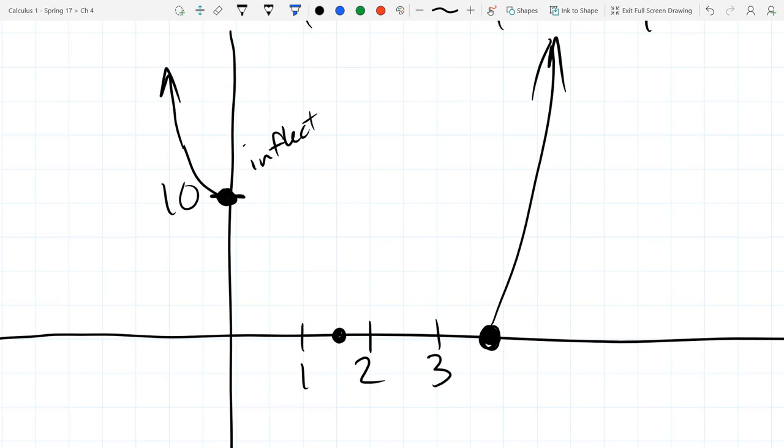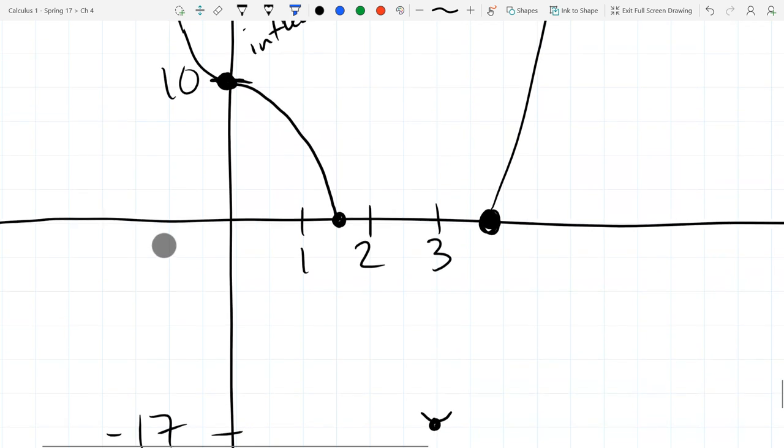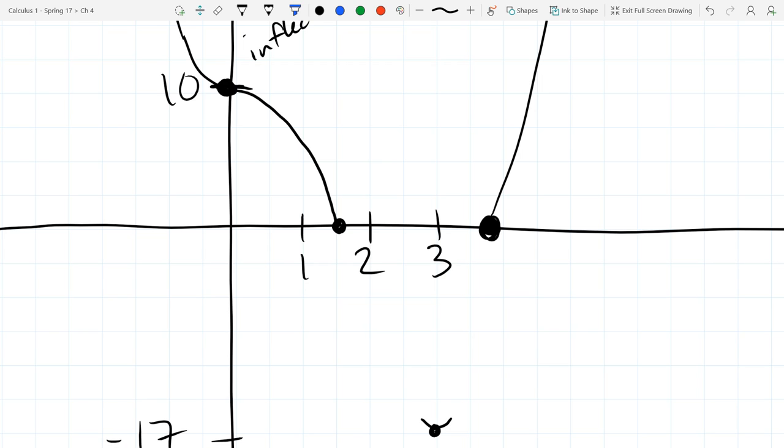So I should be coming out of the right side horizontally and going downwards. So it's going to look like this. Going downwards, concave down. Now I keep decreasing and keeping the concavity going down until I hit x value of 2. So it's going to look like this.